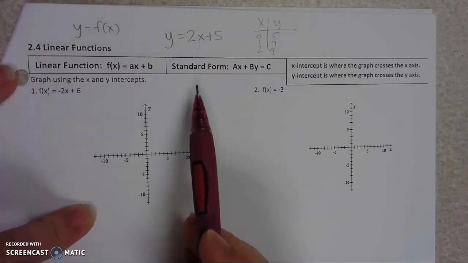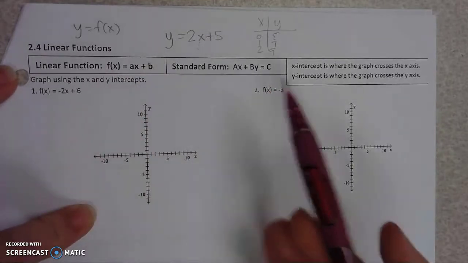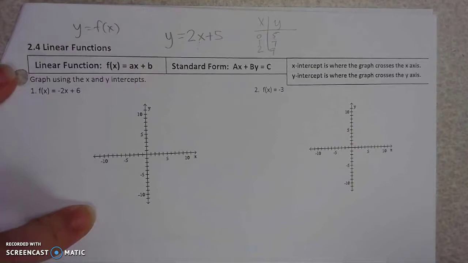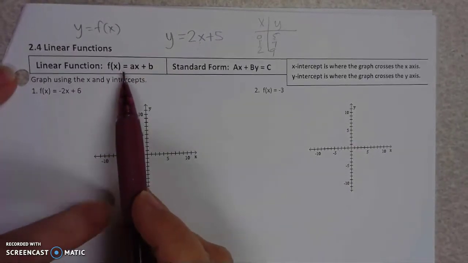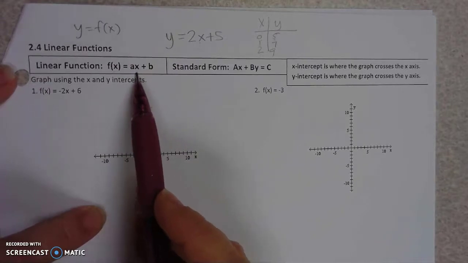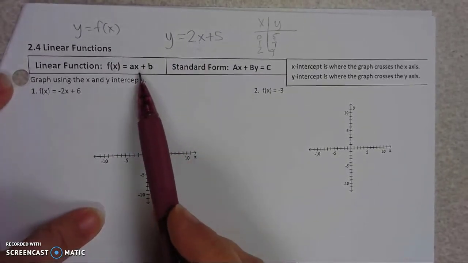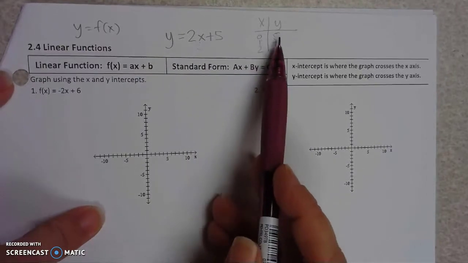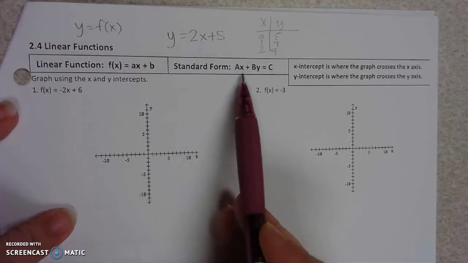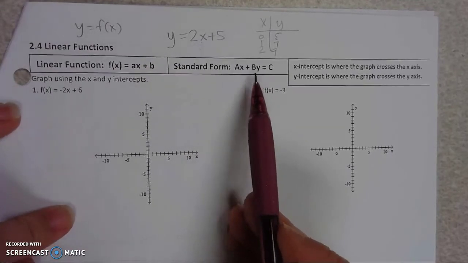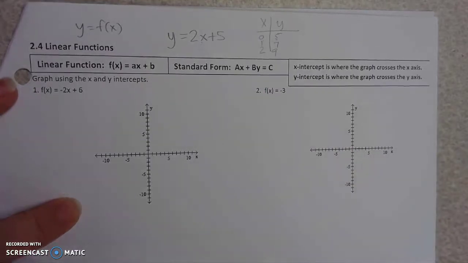Okay, so depending upon which form your equation is in, there is a simpler way to graph that equation. So when it's written in this form, f of x equals ax plus b, or y equals ax plus b, however you want to look at it, it's much easier to just pick values for x, plug it in, and solve for y. When it's written in standard form, it is easier to graph that equation if you use something called the x and y intercepts.